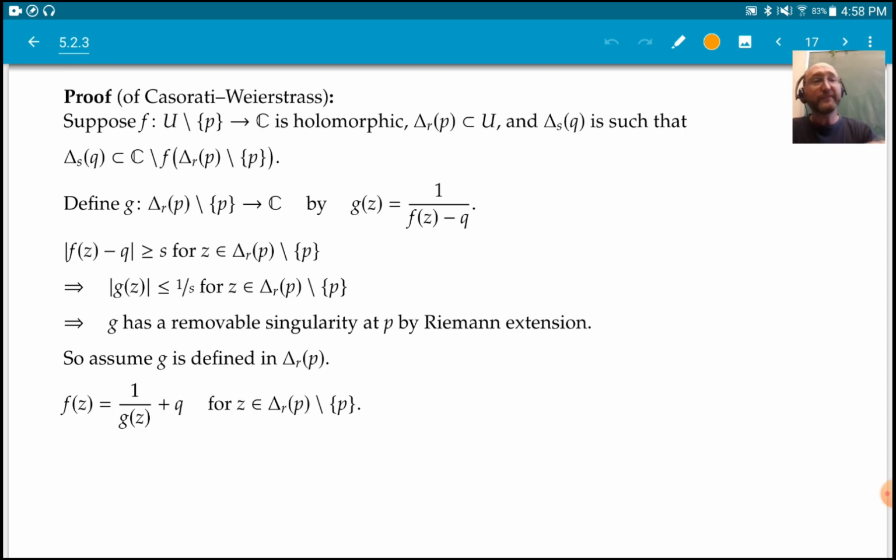Then what do we have? We have that f is equal to 1 over g plus q, right? Just solving for f over here, right? Now, for all z in this punctured disk, that's definitely what it is, right?